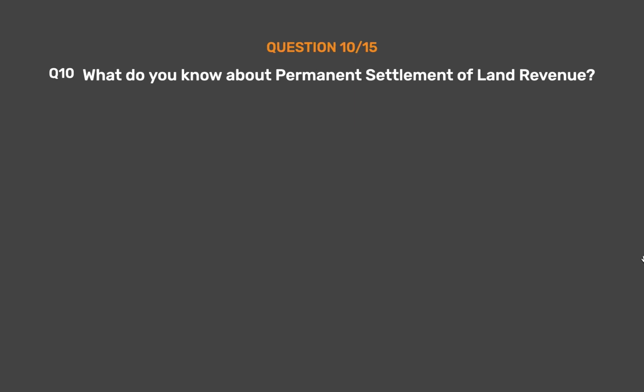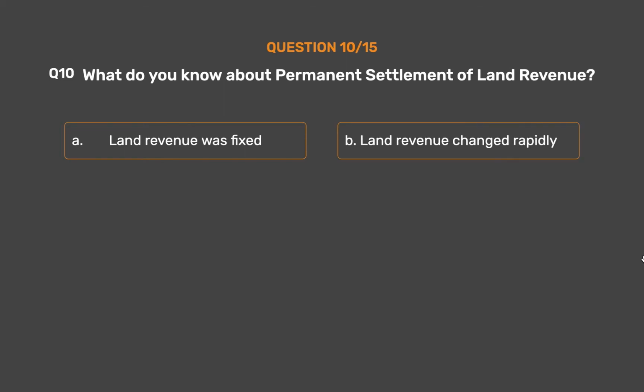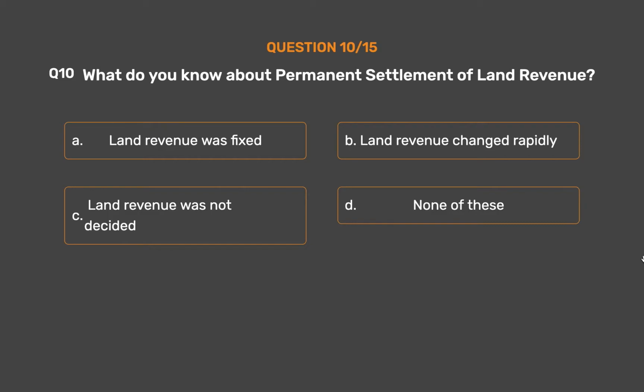Question number 10. What do you know about permanent settlement of land revenue? Option A, land revenue was fixed. Option B, land revenue changed rapidly. Option C, land revenue was not decided. Option D, none of these.